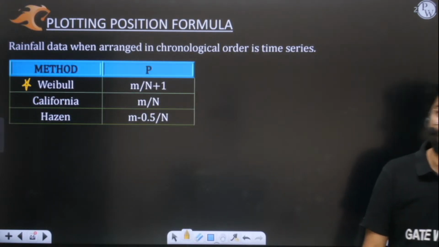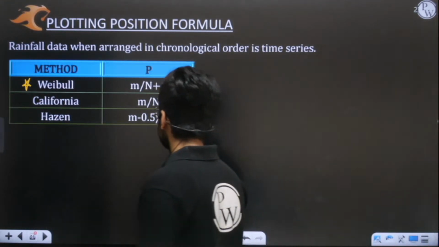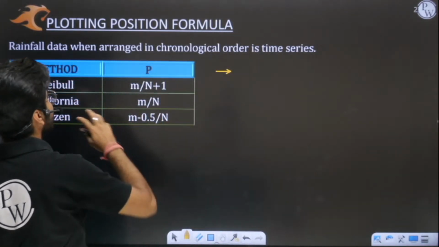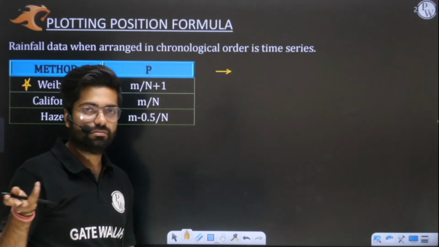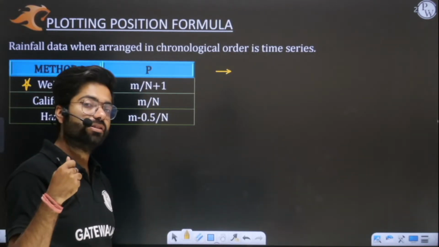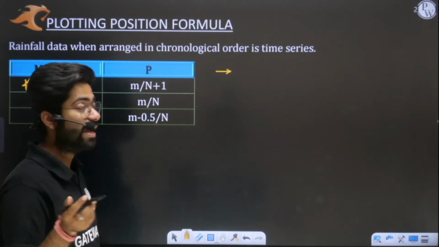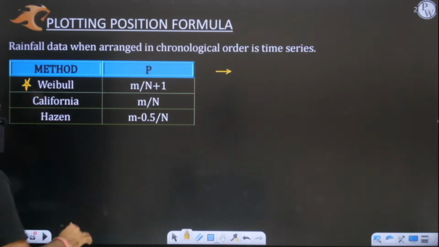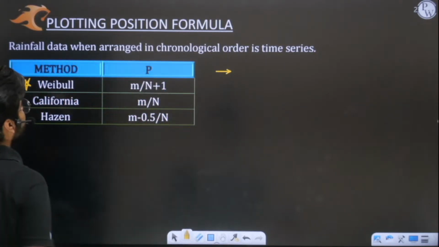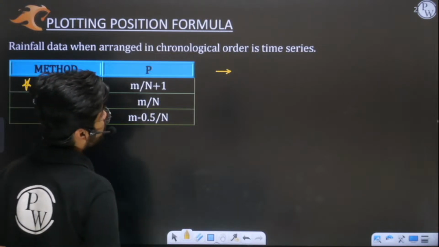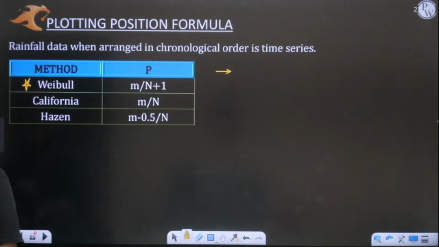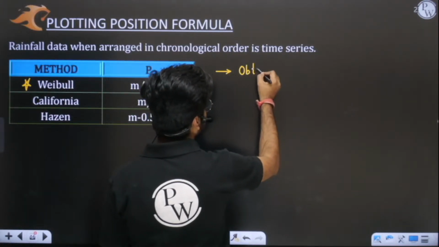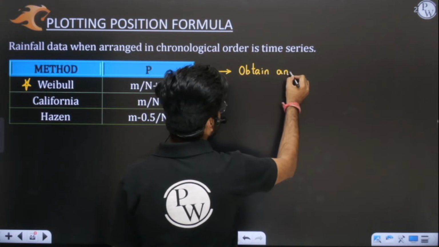So listen very carefully. What I have to do, first I have to arrange all the data. We will be analyzing the rainfall data, or let us say stream flow data, and with the help of that we will simply find the probability or time period. Rainfall data or stream flow data, when arranged in chronological order, is known as a time series. So in the very first step, I will obtain the annual time series, or simply I will obtain data.